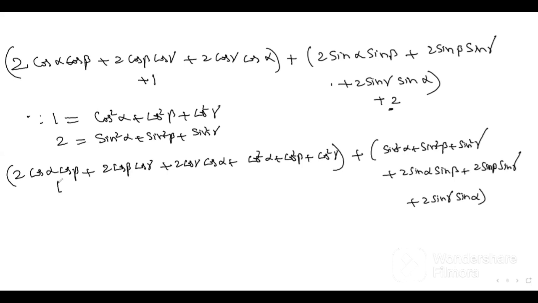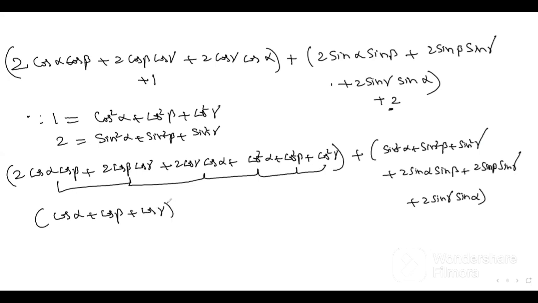Okay, we have the formula a square plus b square plus c square plus 2ab plus 2bc plus 2ca is nothing but (a plus b plus c) whole square. Here a, b, c are cos alpha, cos beta, cos gamma. Here also the same: a square plus b square plus c square plus 2ab plus 2bc plus 2ca is nothing but (a plus b plus c) whole square.